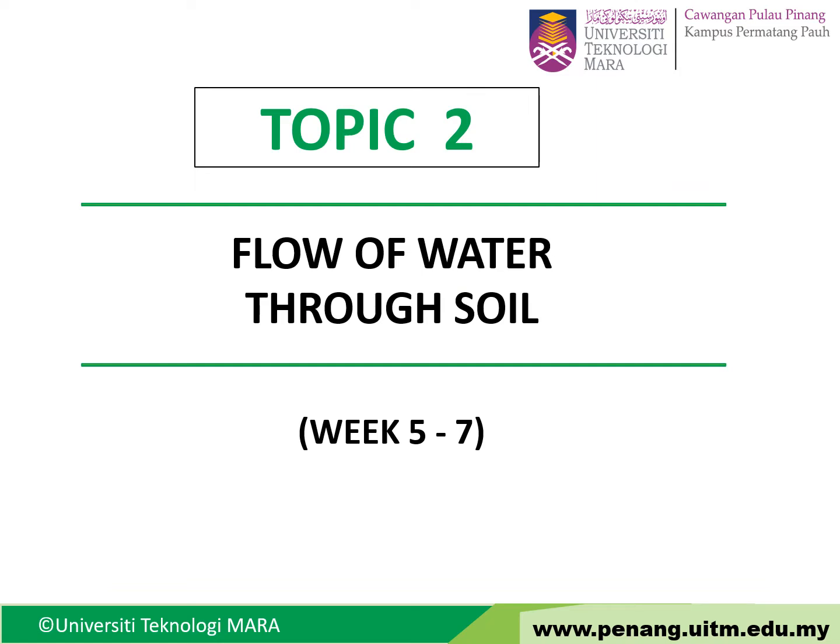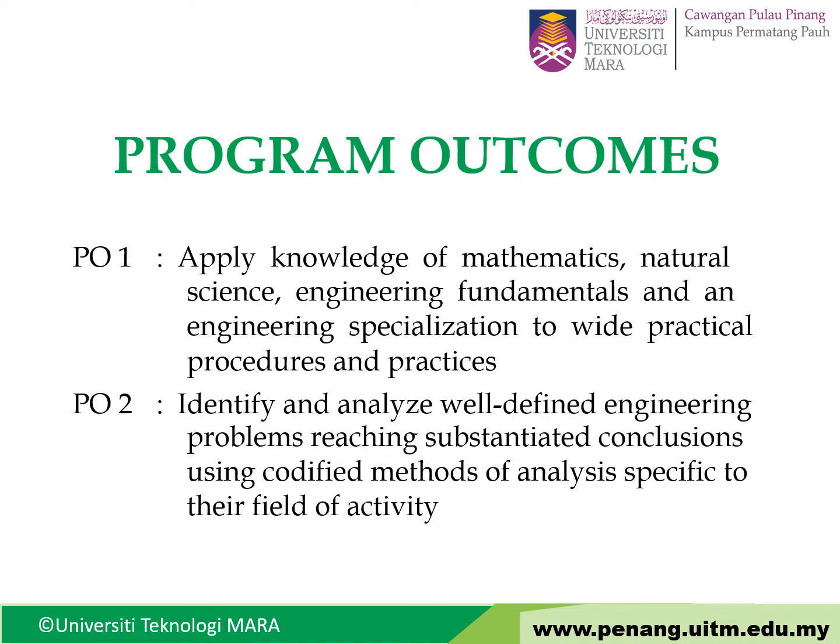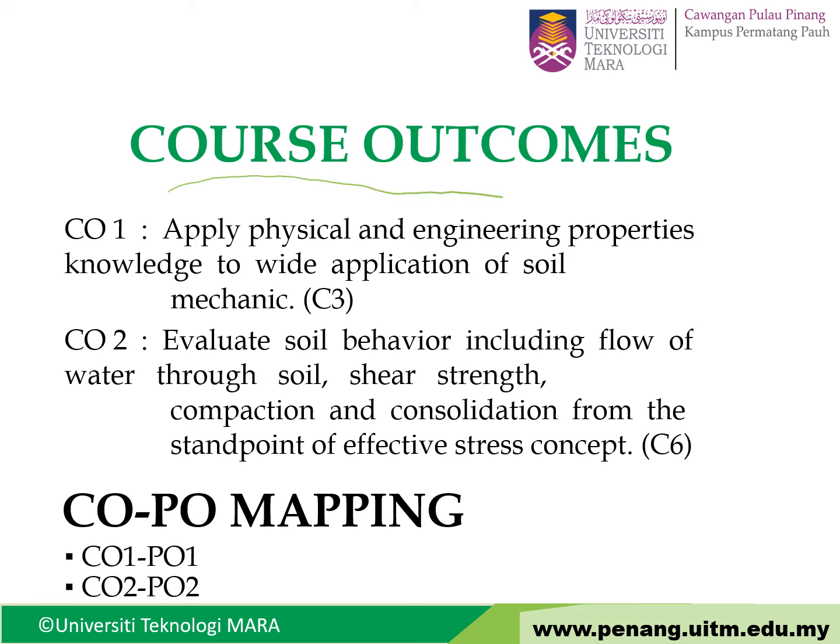Hi guys, so today we continue our chapter 2 or topic 2, flow of water through soil, for week number 7. As usual, we'll look at the program outcomes. We have PO1 and also PO number 2. This is our course outcomes. We have CO1, CO2, and then we have the CO-PO mapping, CO1 to PO1, CO2 to PO2.